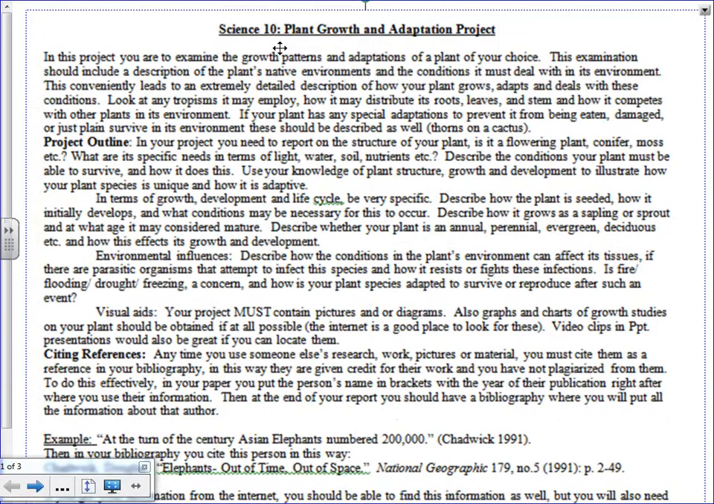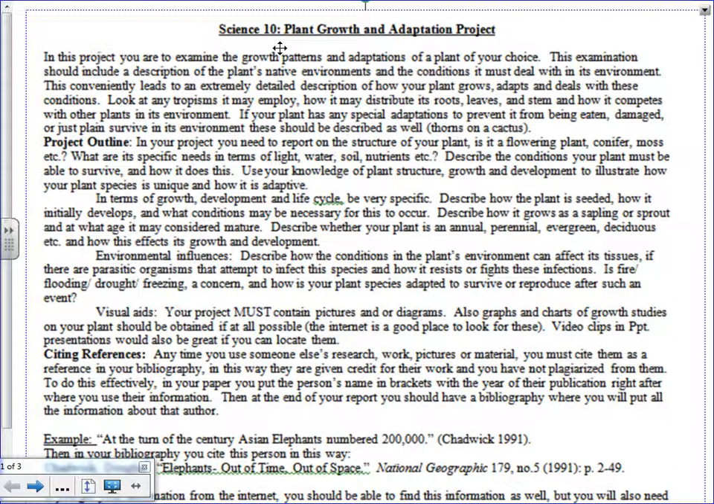All right. So what we're going to be doing here, guys, like we said the other day, is you're going to be researching a plant species of your choice, okay? But you are looking at it from this perspective. We are looking for growth patterns and special adaptations that your plant may have that allow it to compete and survive in its native environment.